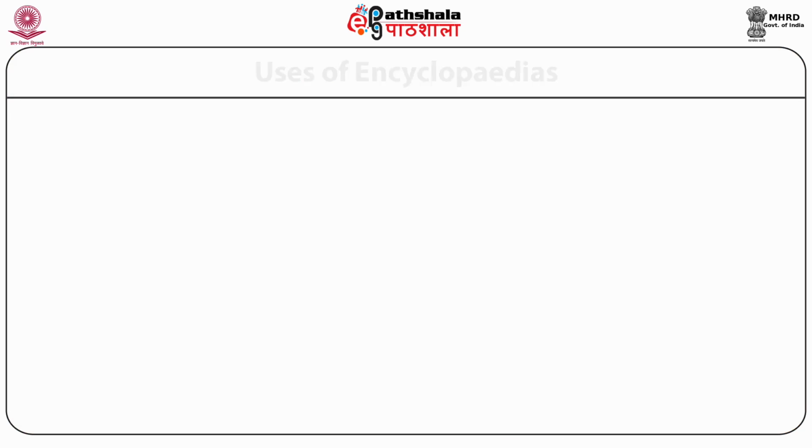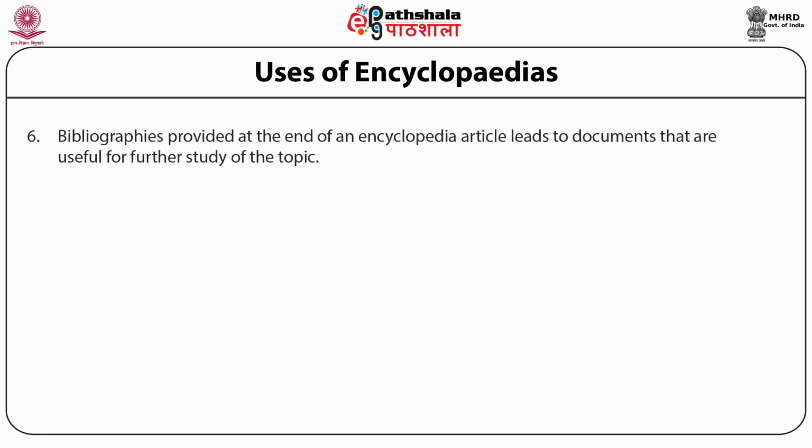The only thing is that we have to go to a specialized or a very big or a prominent encyclopedia. For example, World Book. That is one of the best sources for providing information on any country or any available topic in the world. Uses of encyclopedias. Besides the uses of encyclopedias already elaborated, there are many further uses of encyclopedias. These are bibliographies provided at the end of an encyclopedic article that lead to documents that are useful for further study on the topic.